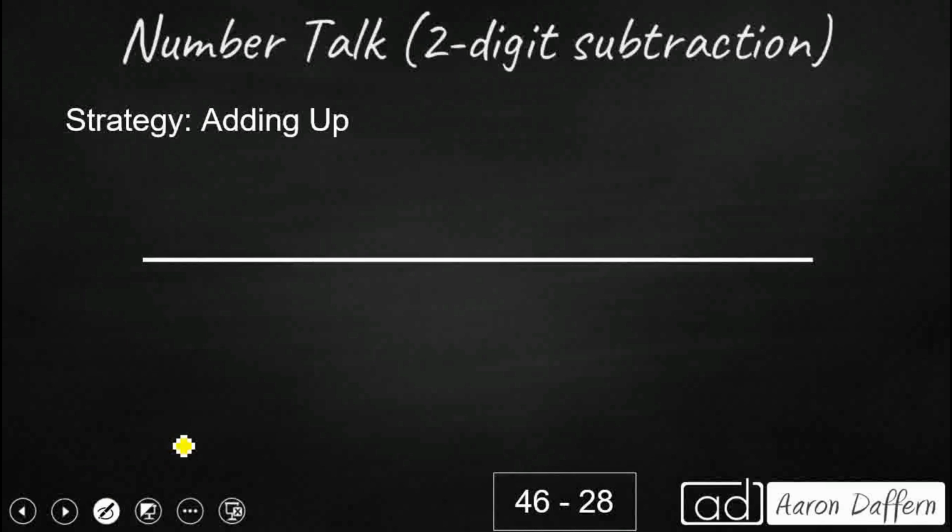So the first strategy that we could have used is called adding up. And what we do is we take our second term, which is called a subtrahend when we're looking at our subtraction problem. It's the smaller number. And we start with that, and we try to add up to get to our minuend, which is our first term. So we want to add up from our 28 to try to get up to 46. And adding up is always a good strategy.